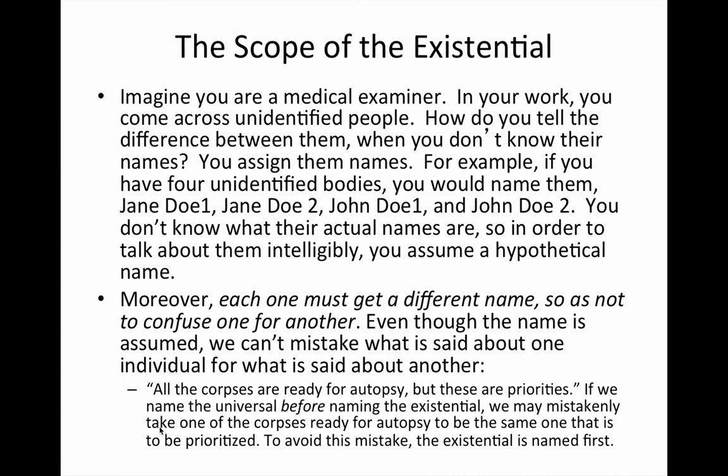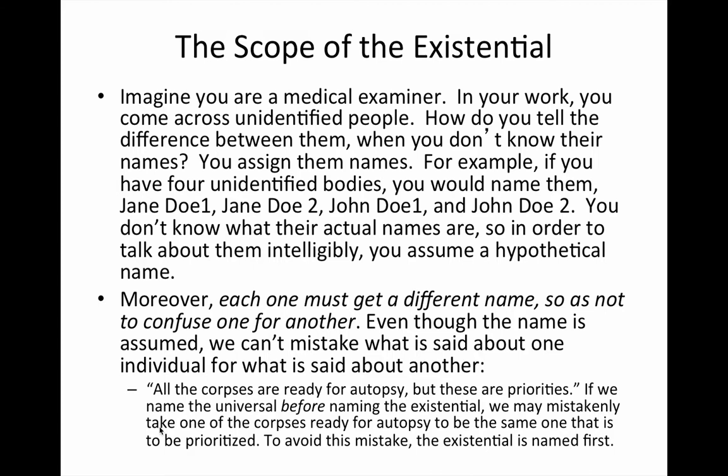Let's try an example to see if that helps us make our way into what it means to say that we must assume a name in an existential elimination proof, and that that name must be one not already in use. Suppose you're a medical examiner. In your work, you come across unidentified people. How do you tell the difference between them when you don't know their names? You assign them names. For example, if you have 4 unidentified bodies, you would name them Jane Doe 1, Jane Doe 2, John Doe 1, John Doe 2, and so forth.